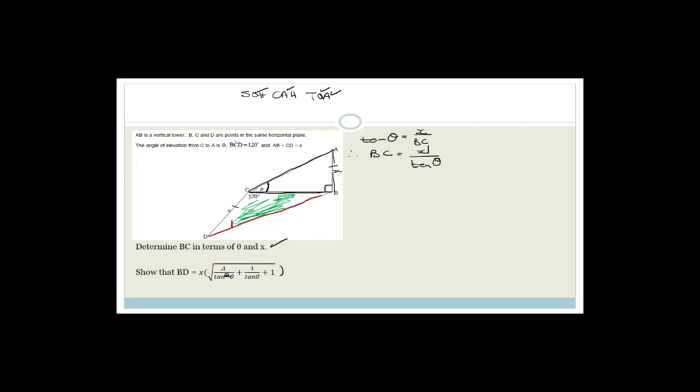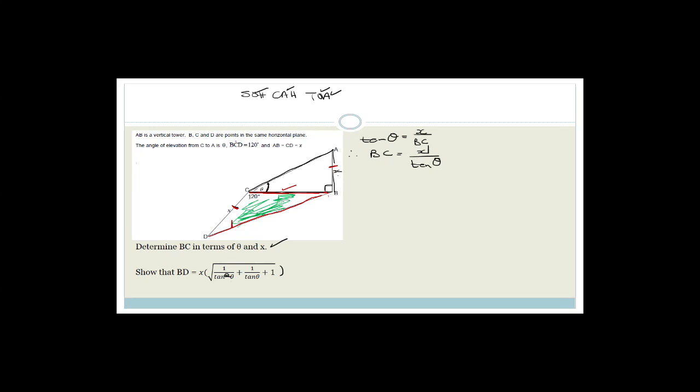So they want something to do with tan theta and 1, and we need it with respect to x. We have BC, we've just worked that out: BC is x over tan theta. We want BD, and we need to prove it with respect to tan. So this is not at all a right angle triangle. Do you agree that BD is not part of a right angle triangle at all? So obviously we want to do something with BD and BC, since BC is x over tan theta. We also know that AB is equal to CD, which we need to play with, but we'll worry about that later.